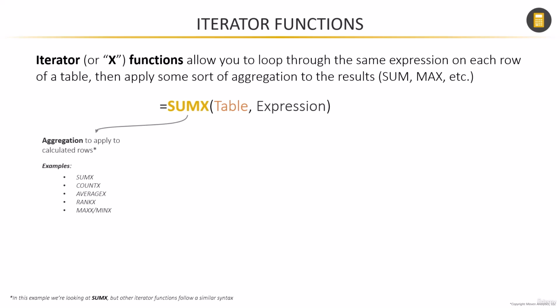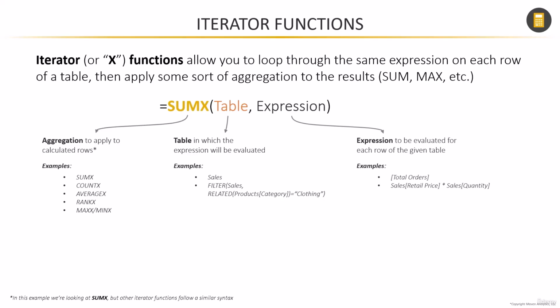countX, averageX, rankX, etc. The first argument of the function is a table, and this is the table in which you want the expression to be evaluated. So this could be an explicit table reference like Sales, or it could be a filter function or an ALL function that produces a table, right? So it can be either a physical table within your model or a virtual table.